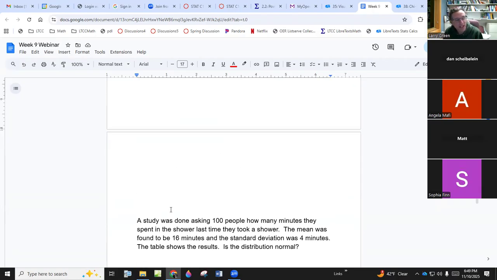A study was done asking 100 people how many minutes they spent in the shower last time they took a shower. The mean was found to be 16 minutes, and the standard deviation was 4 minutes. The table shows results. Is the distribution normal? I'll show you the table in a little bit, but let me ask you if you can come up with the hypothesis test that will work for this question.